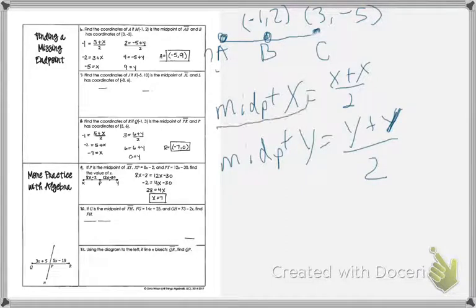Do we have the value of the midpoint x? Yes, we do. It's -1. So I'm going to put in -1. Do they give me one of these two? Do they give me one of the x's? Of course they do.